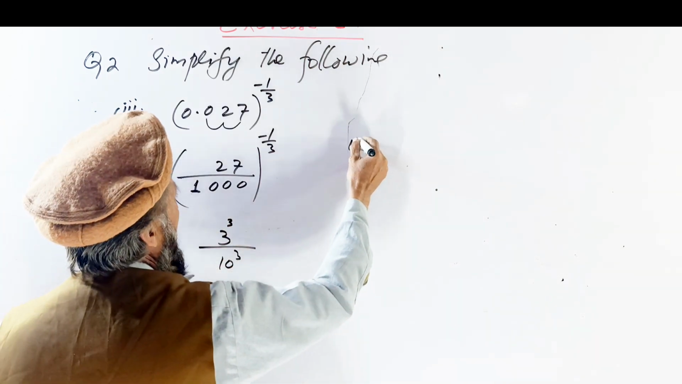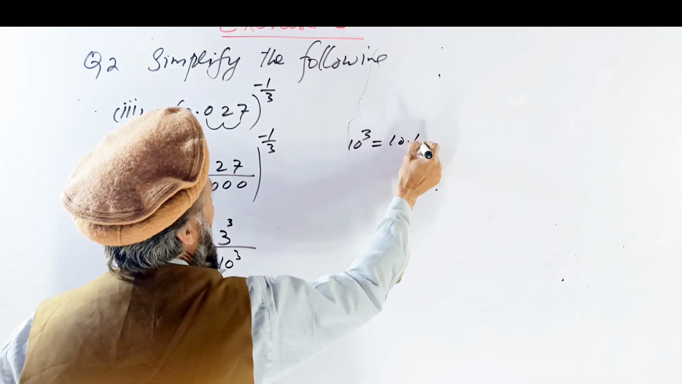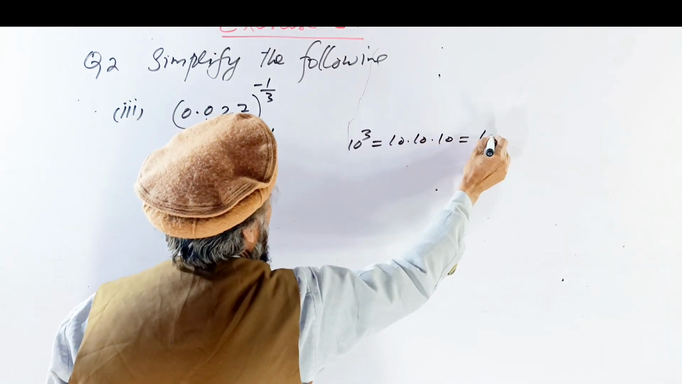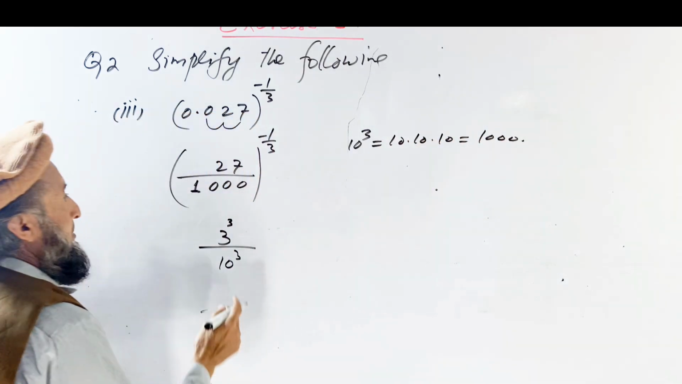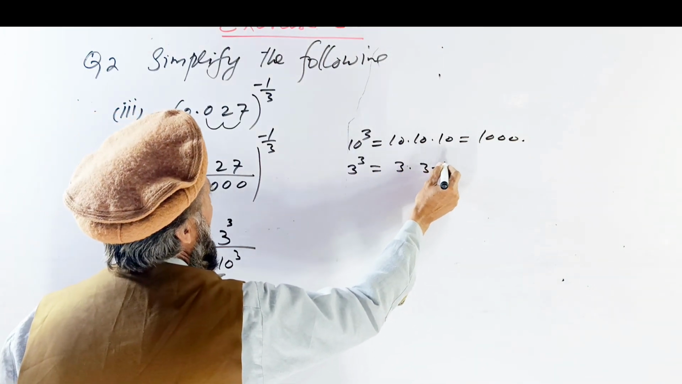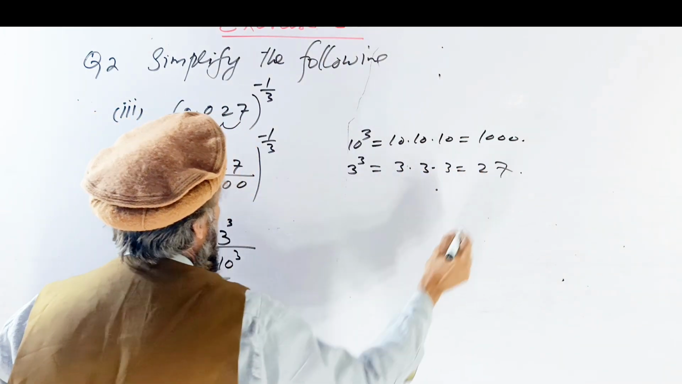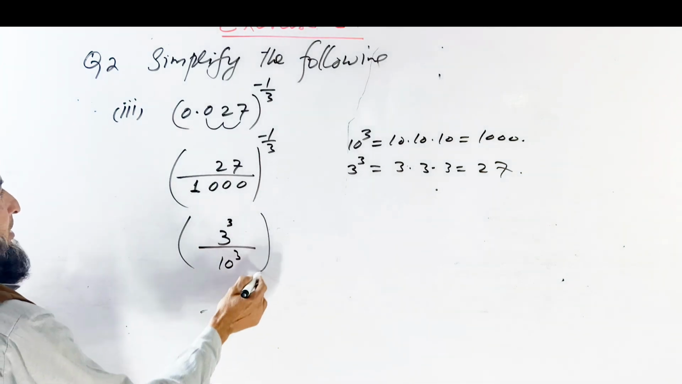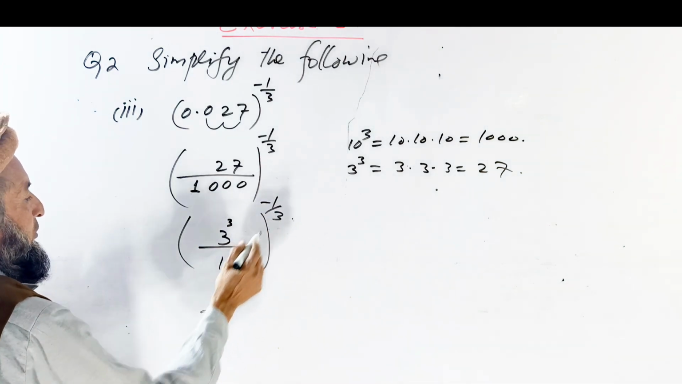So we can write 10 power 3 is equal to 10 multiplied by itself 3 times, and we get 1000. Similarly, here 3 power 3, we get 3 multiplied by 3 multiplied by 3, and we get 27. Now the same process we do here.